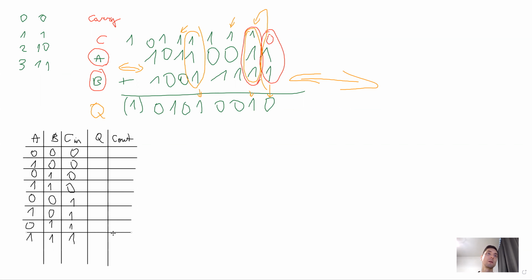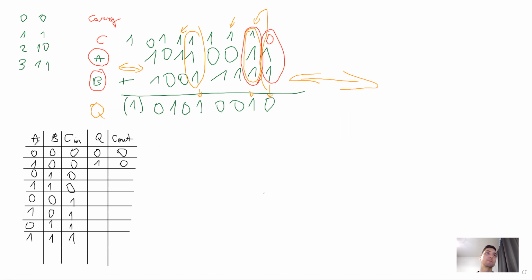Now let's fill in this truth table with values. Pretty simple. So what happens if we add 0 plus 0 plus 0? The result will, of course, be 0, and also the carry for next position will be 0. If we add 1 plus 0 plus 0, what do we get? We get 1, and the carry for the next position is 0.